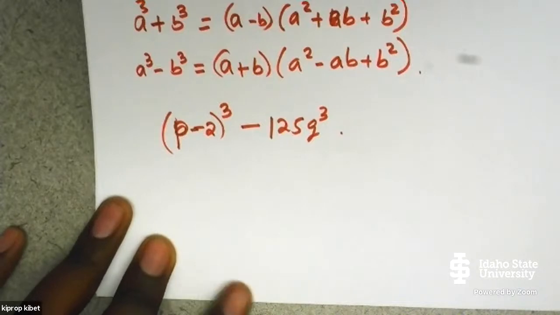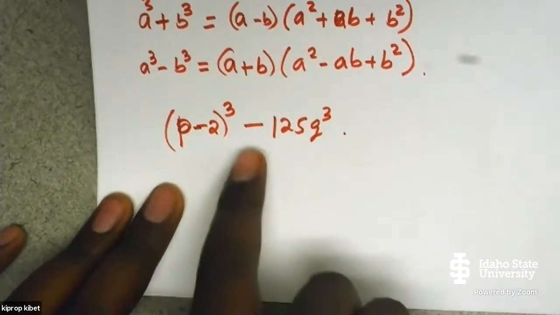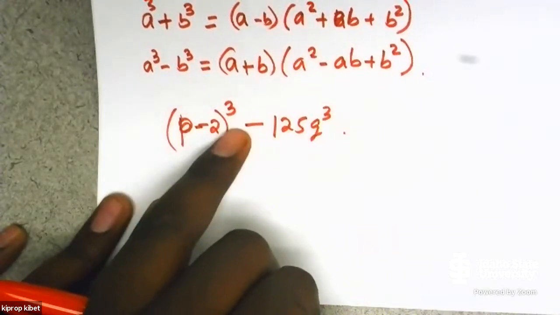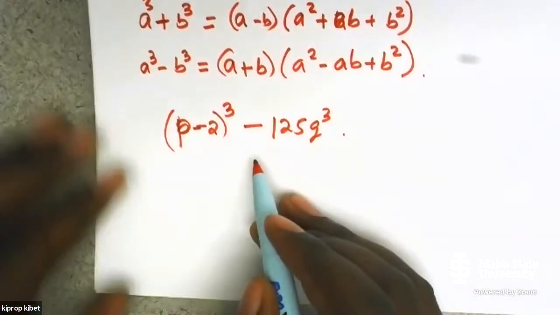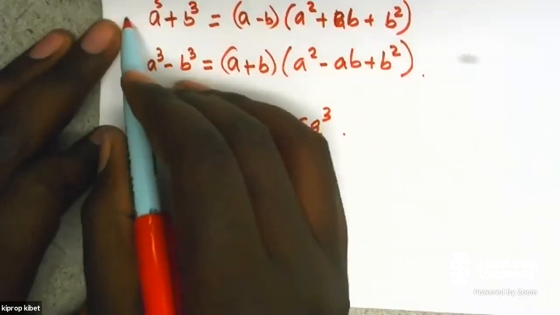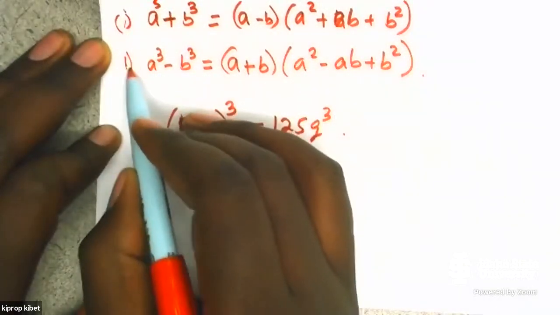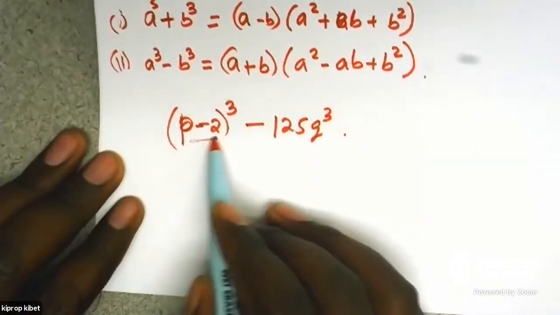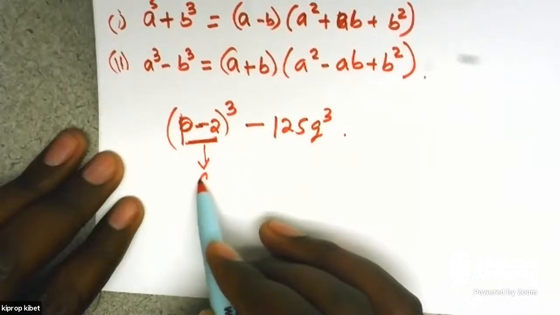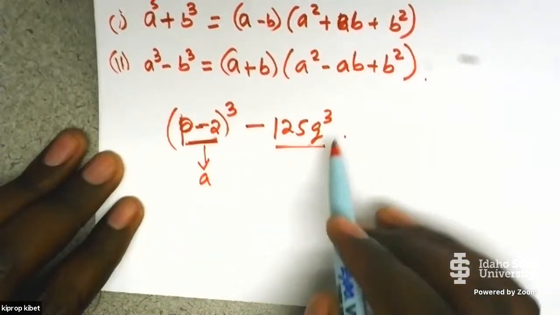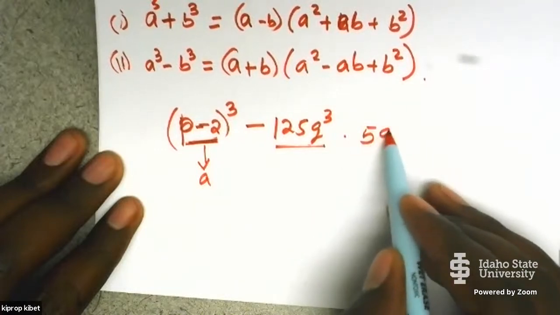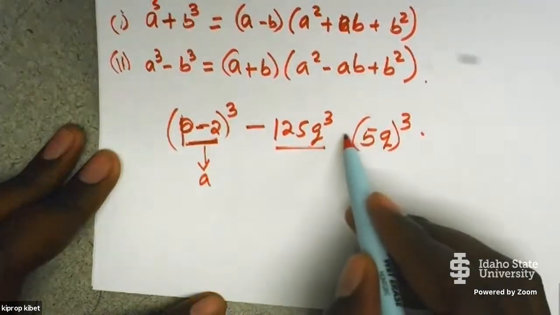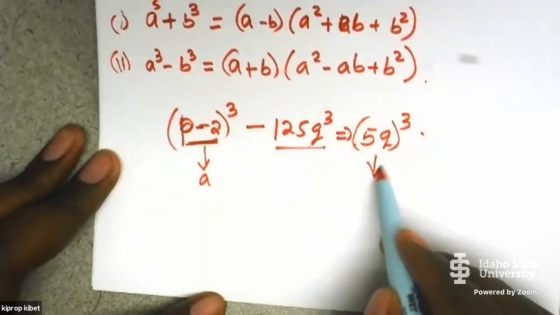So if we have something like that, we need to check whether this is the first one or the second one. This is the first one and this one is the second one there. So our A is what? This. So this is our A. What is our B? Our B is 5 cube, right? So this is similar to that. So this is our B.